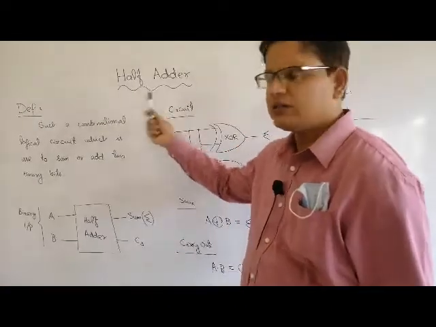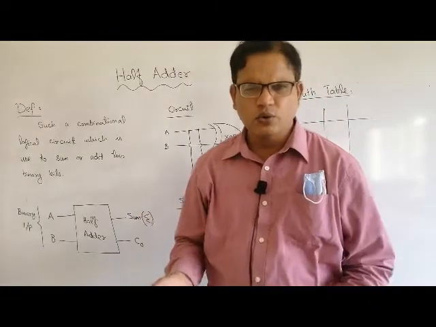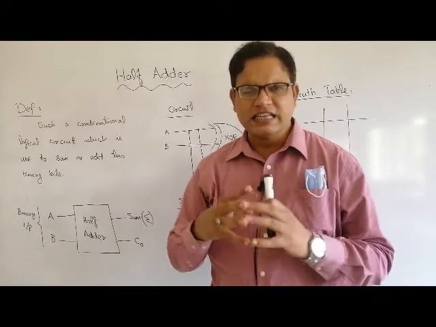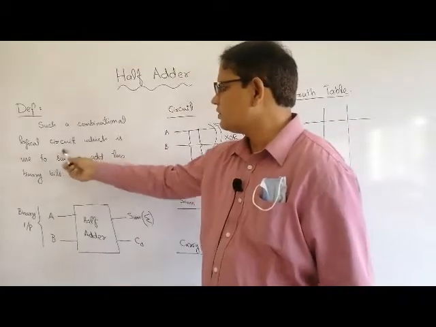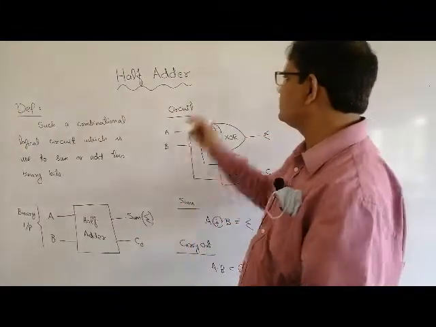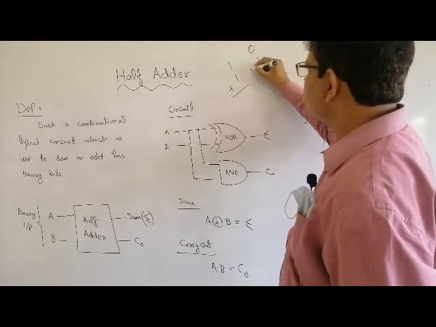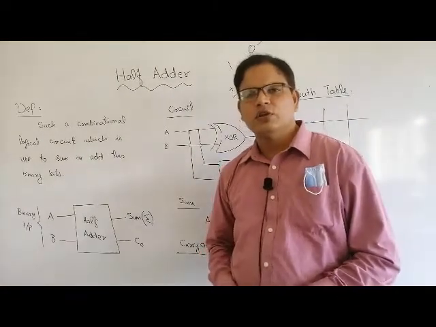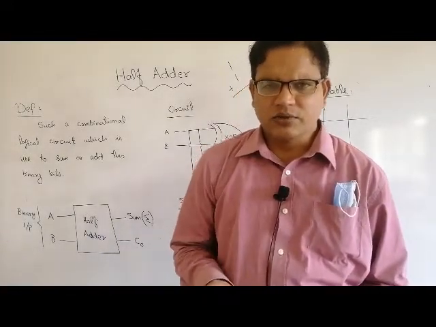Now we will discuss the half adder. The definition is such a combinational logical circuit. Combinational means a circuit in which two or more logical gates or devices are combined together, and that is called a combinational logical circuit. Such a circuit is used to sum or add two binary bits. Two binary bits means 1 plus 1 or 0 plus 1. This is bit 1 and this is bit 2. A circuit where two binary bits are added is called a half adder circuit.